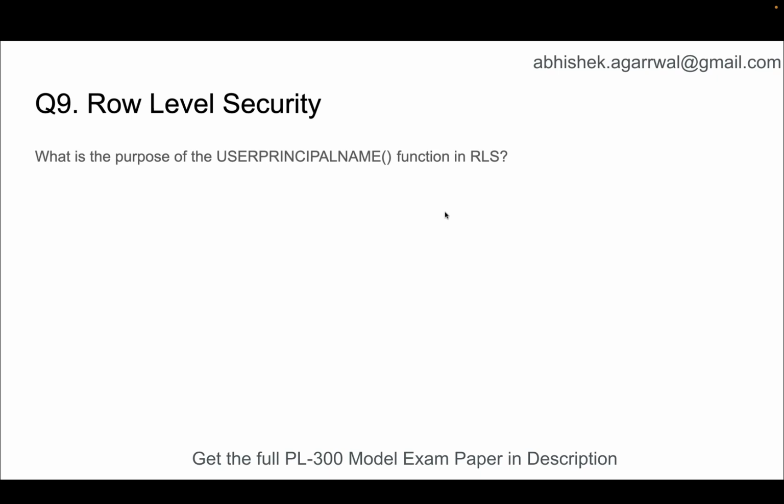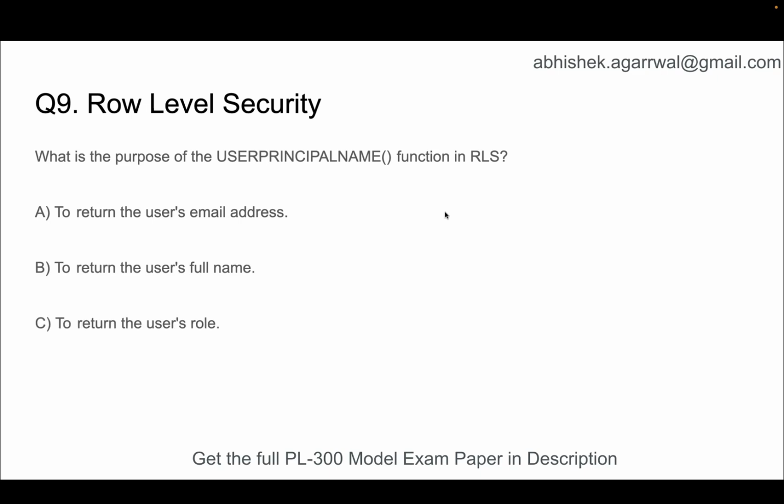What is the purpose of user principal name function in RLS? Very important function when you are working within the RLS. So you should know what is the purpose. So first is to return the user's email address. Option 2, to return the user full name, to return the user's role, or to return the user's department.